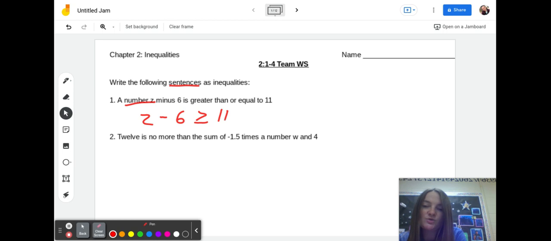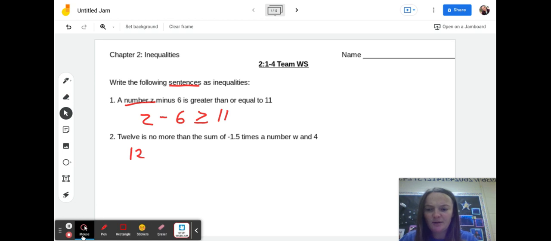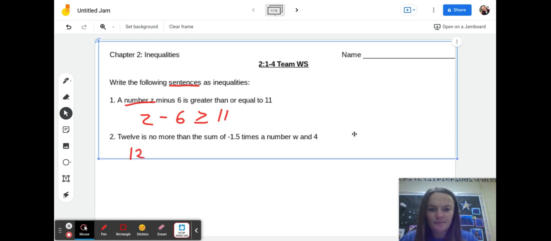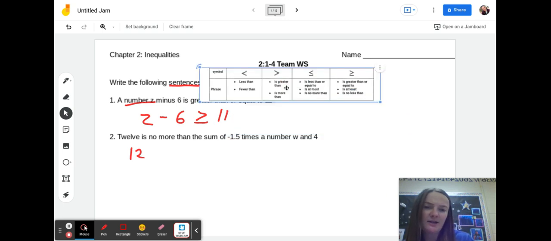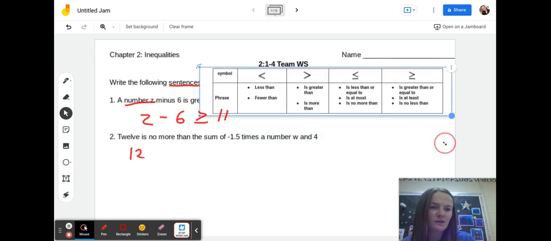For the second one here, it says 12 is no more than. All right, so let's go ahead and write this right here. Okay, so what I want to do here is put up my chart that we've seen in several notes. I'm going to see if I can put that on the screen. Might not be able to do that. Let's see. There we go. So here is the chart that we've been referring to this whole time. Let's take a look at no more than. No more than is basically another symbol for less than or equal to.